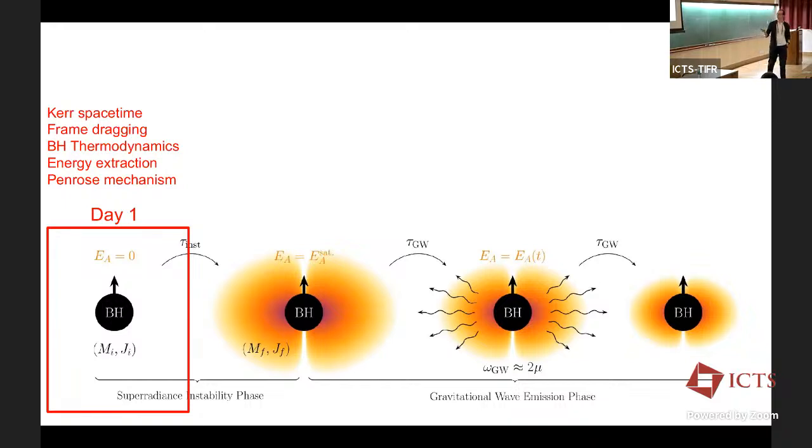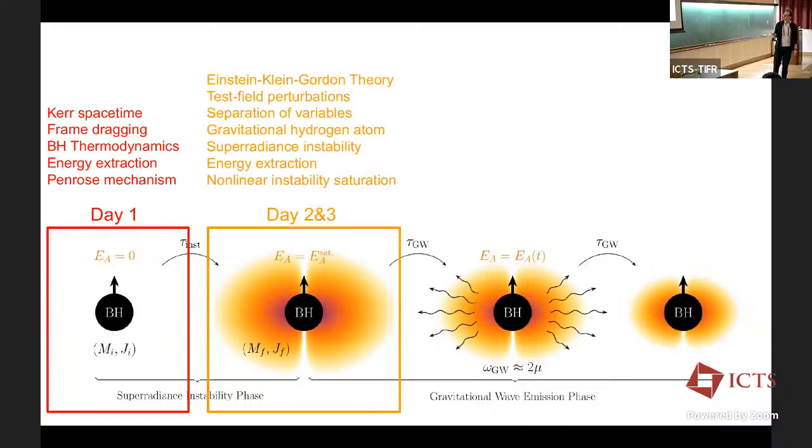Okay. And then, as I said, you have this cloud growing over some time scale because it grows exponentially and it is this bound state. And so then you end up with this cloud sitting around the Kerr black hole. And so basically, on day 2 and 3, I hope to cover the following. So we'll be focusing mainly on scalar fields, so Klein-Gordon theory. But I'll be mentioning a few things about vectors. It's basically analogous. It's just more algebra, and it's not very insightful.